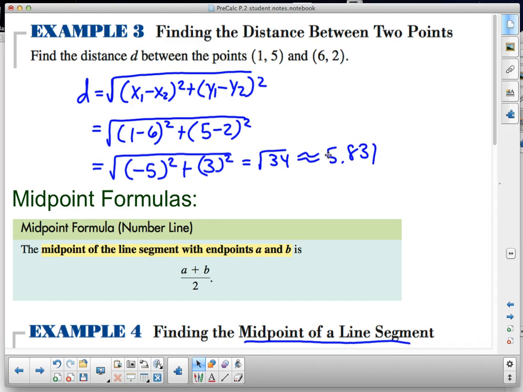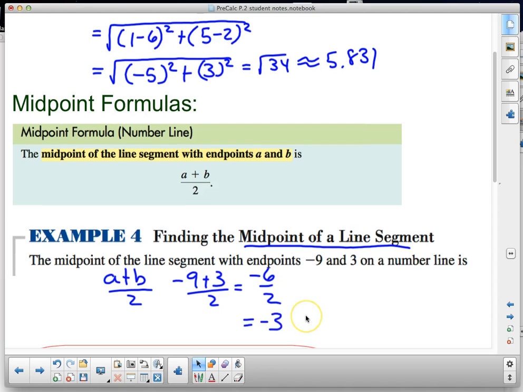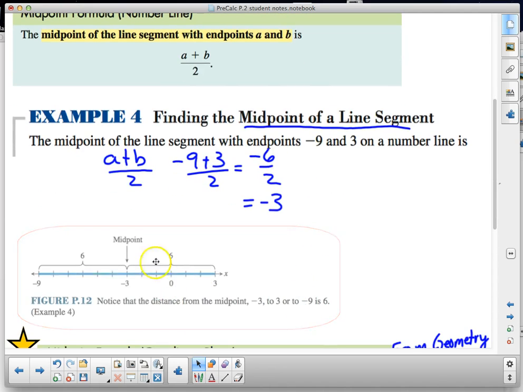Now, next thing, midpoints. Midpoint formula is just the average of the two values that are there. If it's in one dimension, just on a number line, a plus b divided by 2. So if I have the midpoint of a line segment with endpoints -9 and 3 on the number line, I take a plus b over 2, the average of those values. So -9 plus 3 divided by 2 gives me -3. So that's the midpoint. I've got -9, I've got 3, midpoint at -3.